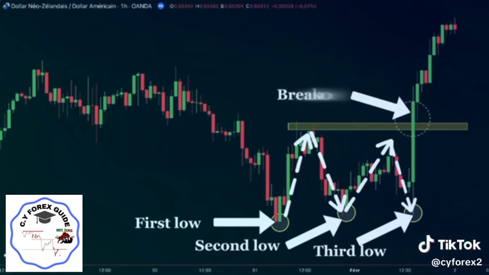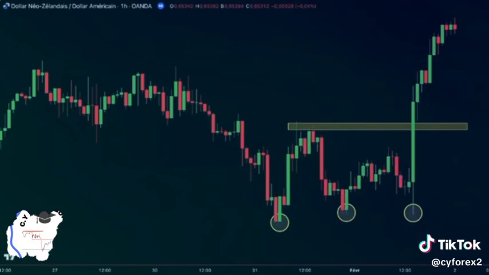Once price breaks above the high between the 3 lows, the pattern is confirmed and an uptrend is likely to follow. A triple bottom is most effective when it forms at a strong support level after a clear downtrend. It signals that sellers have exhausted their strength and buyers are ready to push the market higher.